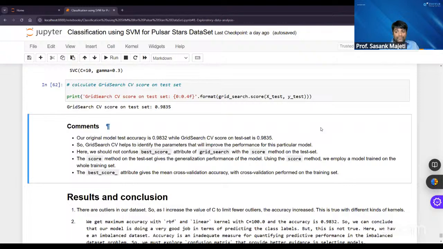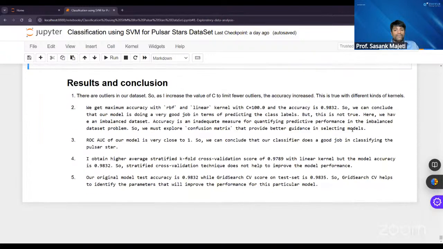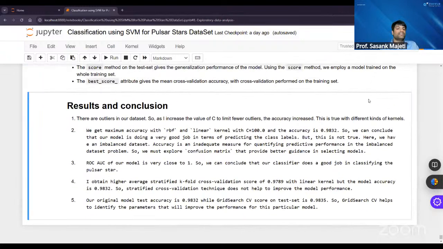Now, what exactly are we trying to achieve by this is the conclusion part. There are a few things which we need to discuss in the conclusion. Actually, there are a lot of outliers in the data set, right? Even though there are outliers in the data set, increasing the C value is limiting the outliers. That is one thing.